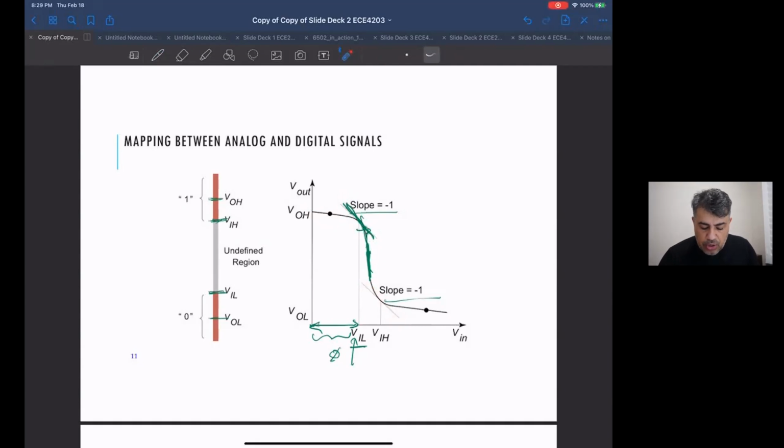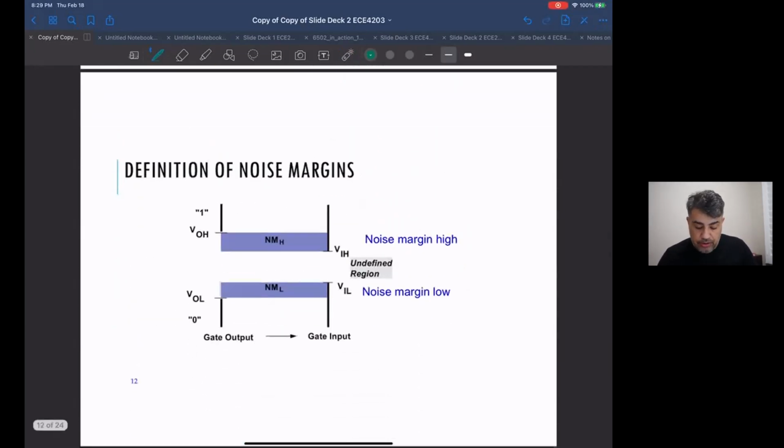Okay, anyway. And then the same thing, V input high is the lowest value that's a legitimate 1. And that range goes all the way to your supply voltage. And so both of those are defined by the -1 slope. We got to kind of find that.